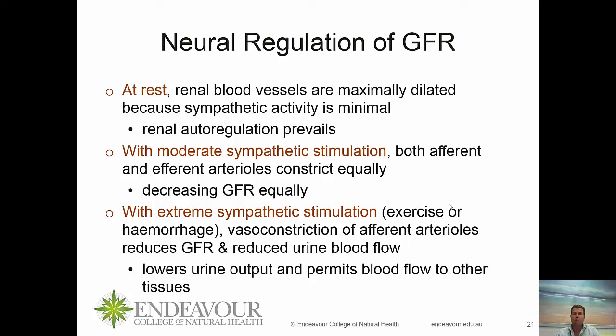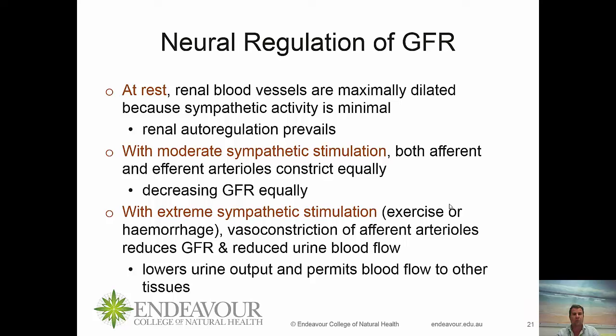Okay? But what happens during exercise, for example, or extreme amounts of blood loss? We get a lot of sympathetic tone going to our afferent arterioles, and that causes a huge amount of vasoconstriction of our afferent arterioles, and it reduces GFR significantly. And what does that do? It reduces filtration, and it will therefore reduce the amount of urine that we're producing. And that's really an awesome thing. We really don't want to be having the urge to urinate when we're exercising.